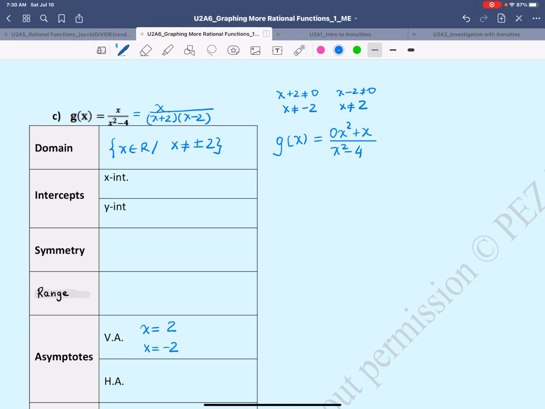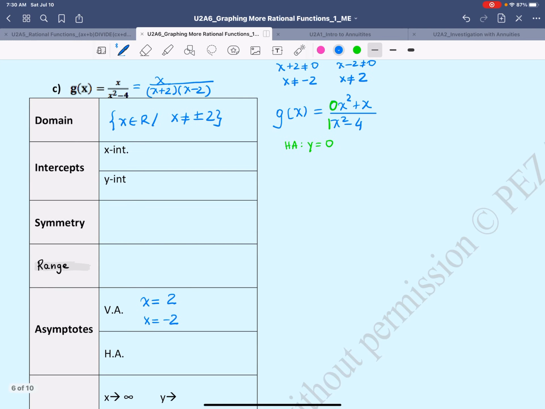Now the horizontal asymptote will always be the ratio of the highest degree term. In our case is 0 over 1. So we're going to say that horizontal asymptote will be y equals 0. So we're going to put this down on the table so that we have all the information organized.